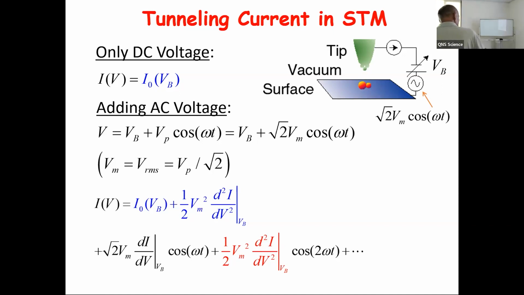So this term here is what we call the rectification term. Once you have an AC voltage modulation, you will get a DC current if the junction is nonlinear. So if the IV curve is straight, you will not see a rectification term. If the IV curve is nonlinear, then when you impose an AC bias, you'll get a DC current.